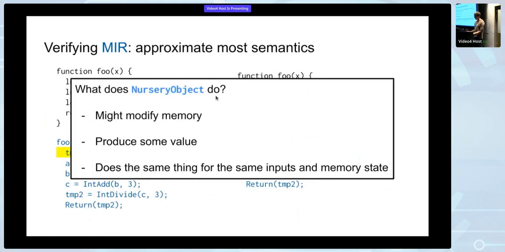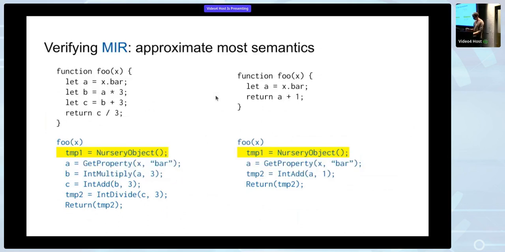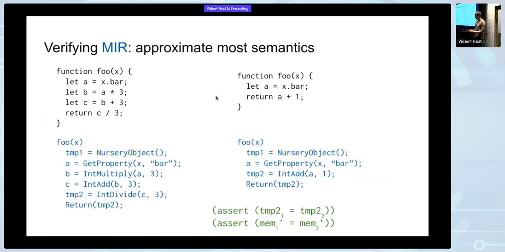So because of this, we can treat this basically as an uninterpreted function. When we're trying to set up the constraints for this, we don't actually have to implement the specific semantics for what this nursery object operation does. Instead, we can just model it as we described in the most general case possible. It produces some value and it modifies memory in some way. And in doing this, we're able to just pass this off in this very general sense and set up our usual verification conditions. And we're able to verify the program just fine.